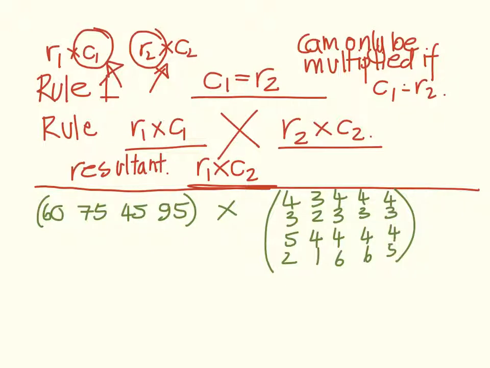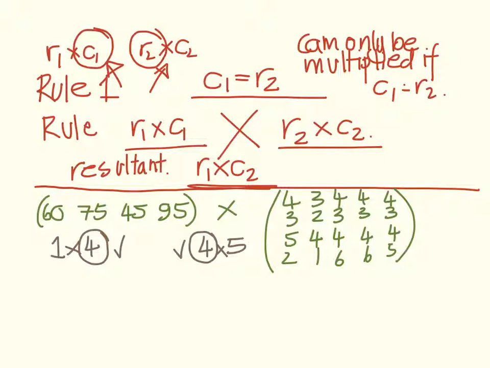Okay, let us analyse. What have we got here? We have got one row, so the order of this matrix is 1 times by 4. The order of this matrix here is how many rows? 4 rows times by 5 columns. So let us look at our rule 1. Rule 1 says that if they are to be multiplied, C1, the number of columns of the first one, must equal the number of rows of the second one. That is correct, so we know that they can be multiplied.